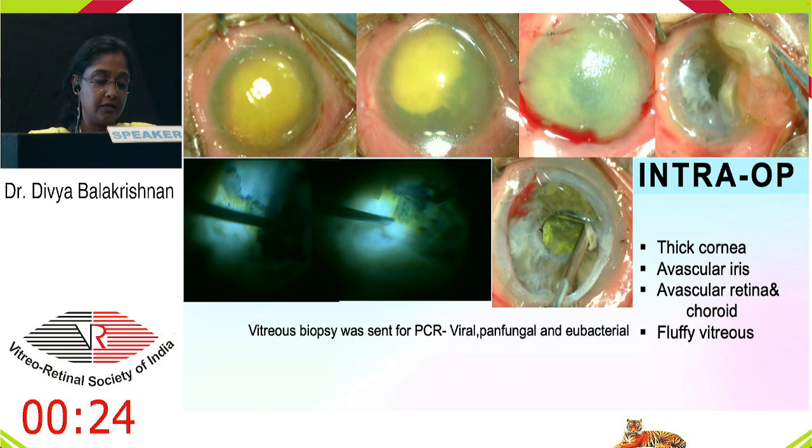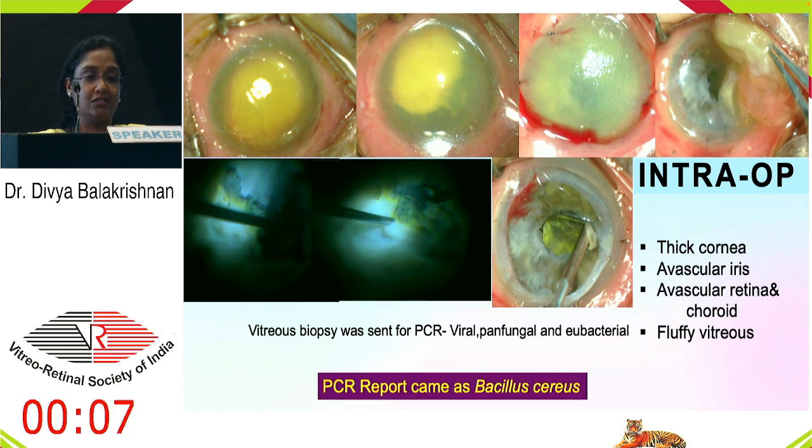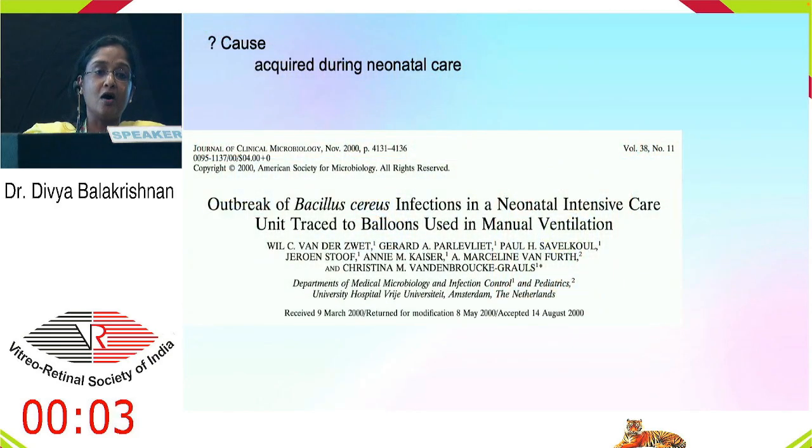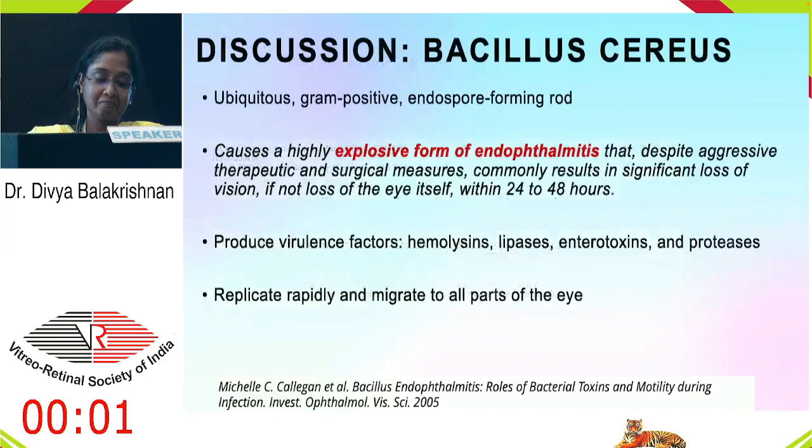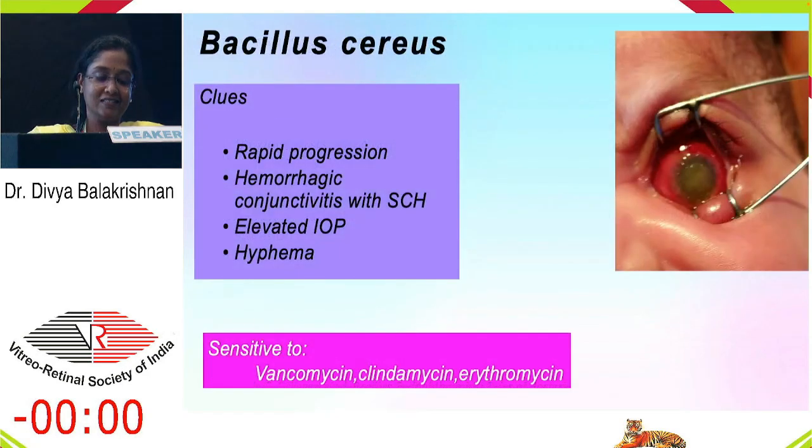When I went inside, the vitreous was like white fluffy exudates, and no vascularity could be seen, and the retina was like a yellow membrane. Still, we went ahead and sent a sample for PCR, which showed Bacillus cereus to be the organism. So we don't know how the baby acquired this. Okay, so we have to stop here. It's very unfortunate that the child had to go blind.